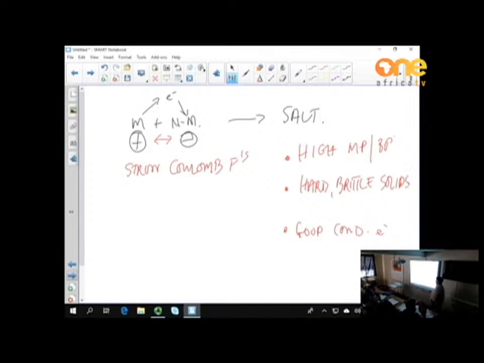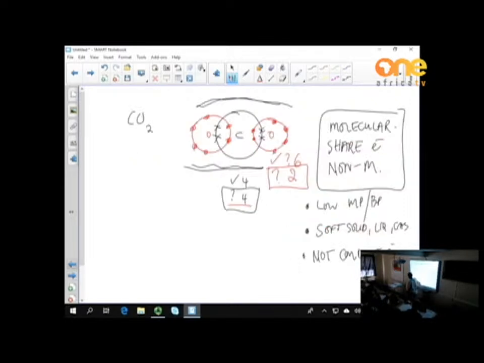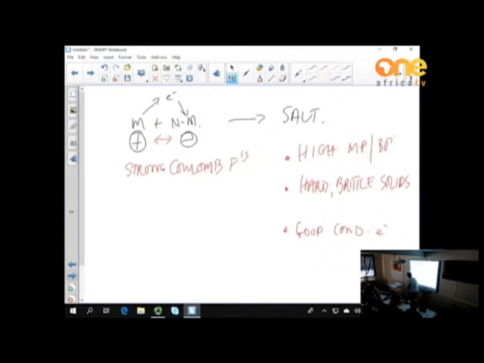Yes, electrostatic would also be fine. Strong Coulomb forces or electrostatic forces. Are you with me? All right. How do we show the bonding in ionic substances? Remember, with the molecular substances, it's a sharing of electrons, so the outer shells overlap, and we only show the outer shell electrons. But with ionic substances, we have to show the bonding slightly differently.